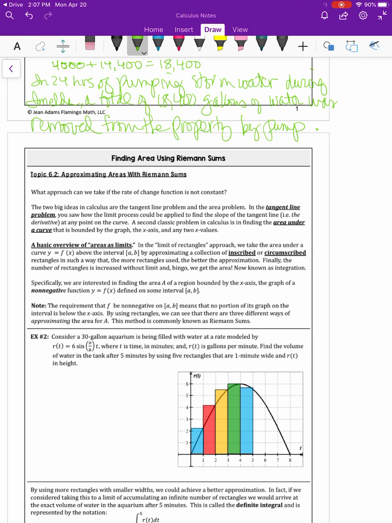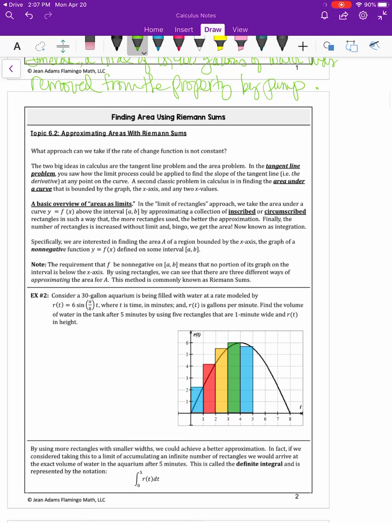So what approach can we take if the rate of change function is not constant? The two big ideas in calculus are the tangent line problem and the area problem. In the tangent line problem, you saw how the limit process could be applied to find the slope of the tangent line, the derivative, at any point on the curve. A second classic problem in calculus is finding the area under a curve that is bounded by the graph, the x-axis, and any two x values.